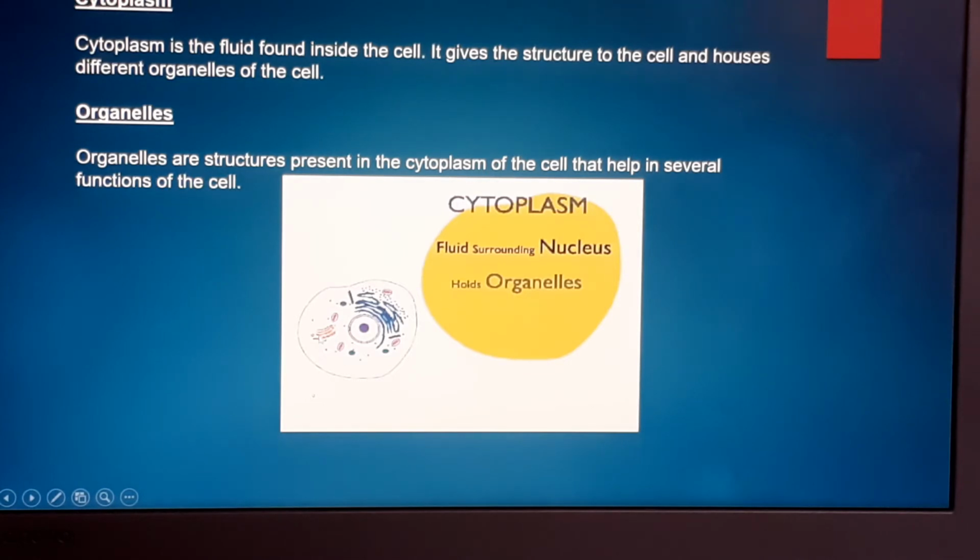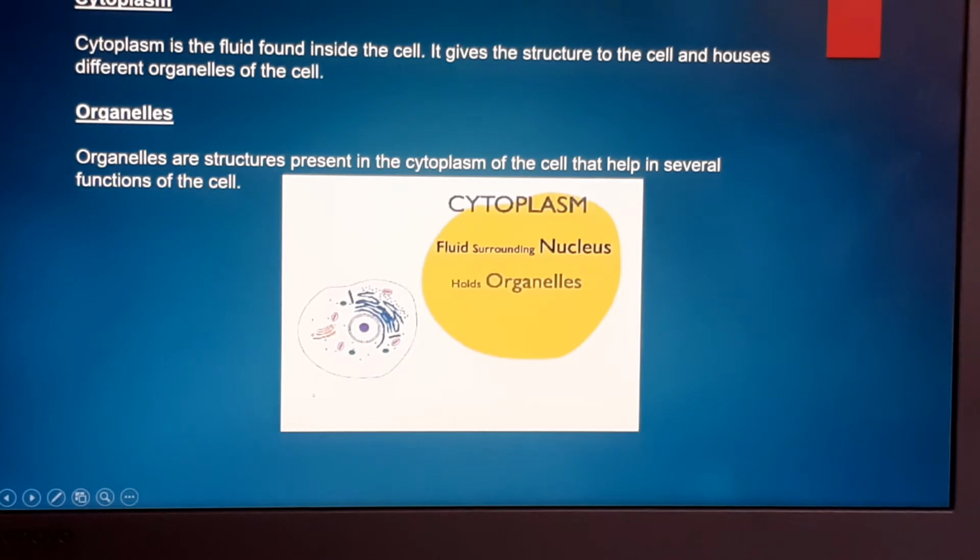See here, this is the membrane. Inside we have the cytoplasm, a fluid-like structure. Inside that you can see the nucleus and other organelles held over there. This is called cytoplasm. This is the fluid surrounding the nucleus. This is the nucleus. Surrounding the nucleus we have this liquid-like substance. This is called the cytoplasm. It holds a number of organelles. What are the organelles? We are going to study now.